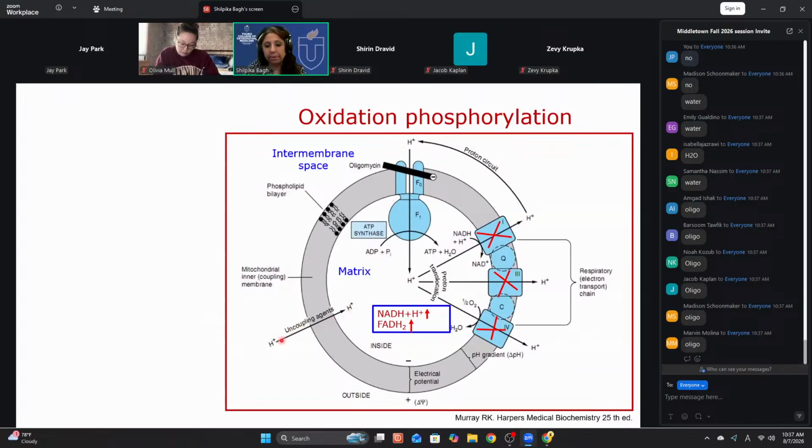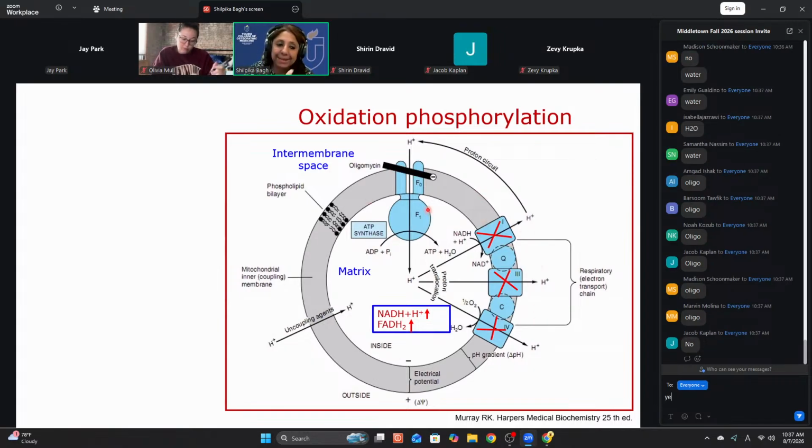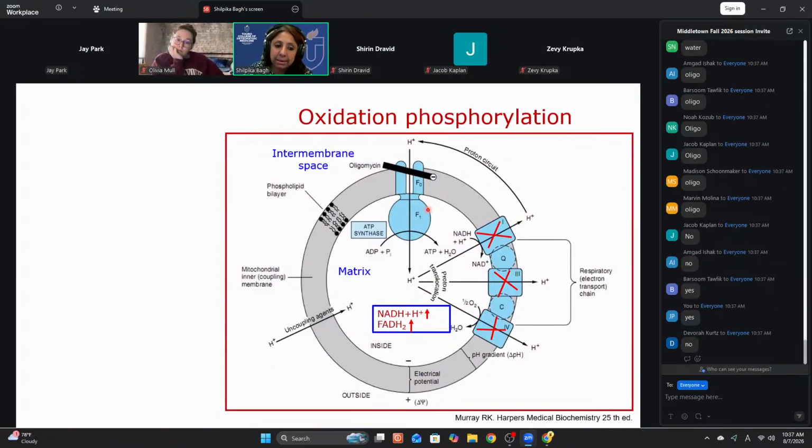So what do uncouplers do? Also, do ETC inhibitors and oligomycin have the same outcome on ETC function, ATP synthesis, and oxygen consumption? Absolutely yes. Who is different? Uncoupler. What does uncoupler do?